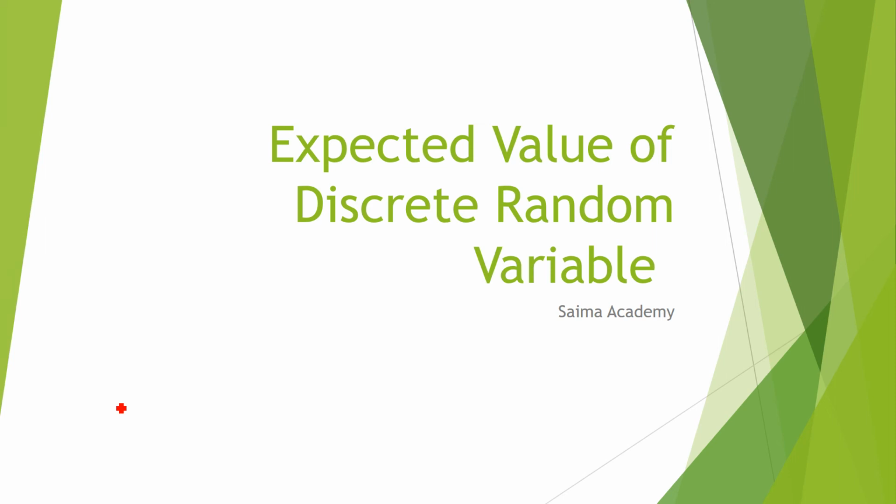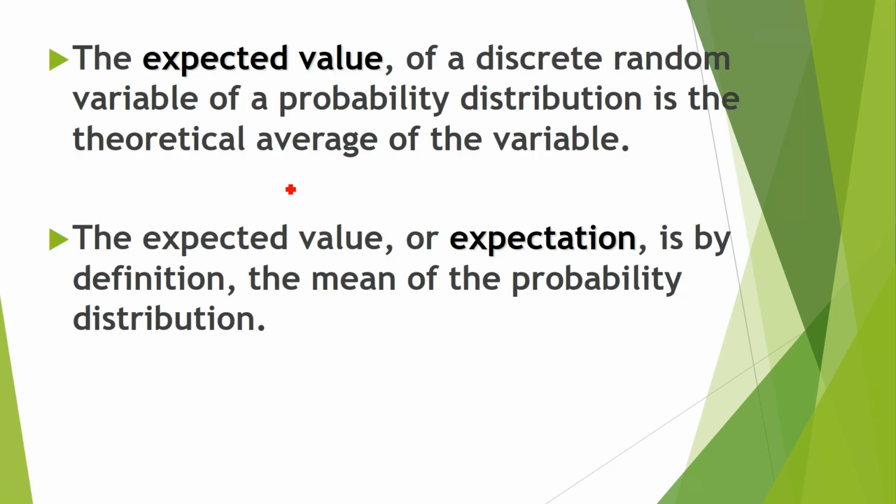In this lesson, I will explain to you expected value of a discrete random variable. First I will explain to you the definition of expected value, and then we will solve the problem with the help of formula. So the expected value of a discrete random variable of a probability distribution is the theoretical average of the variable. Right?